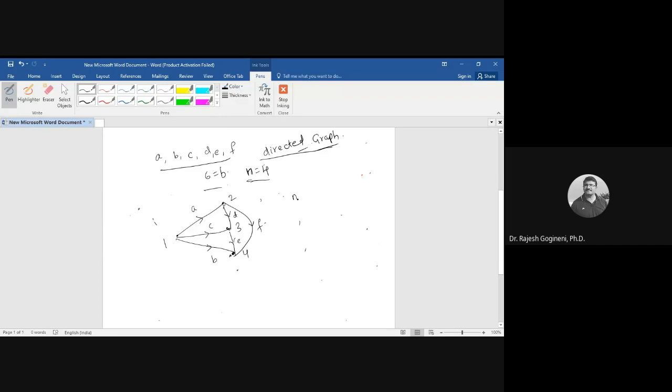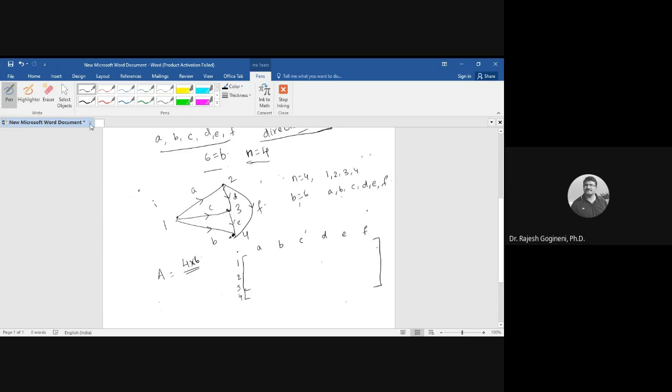So how many branches? Nodes are 4: 1, 2, 3, 4. Branches are 6: A, B, C, D, E, F. So the incidence matrix is a 4 by 6 matrix. Rows are 1, 2, 3, 4. Columns are A, B, C, D, E, F. Right? So write the incidence matrix for this.